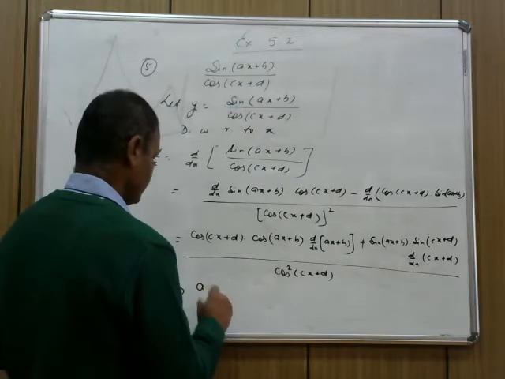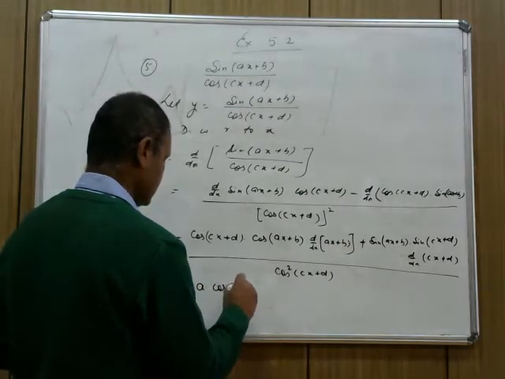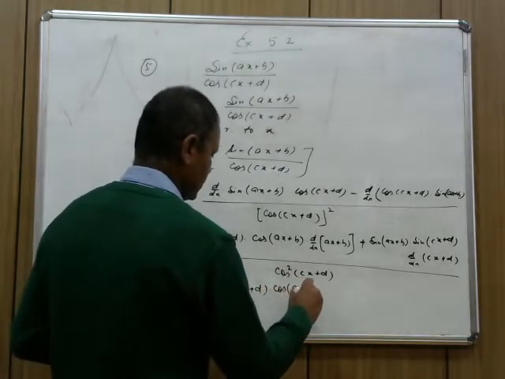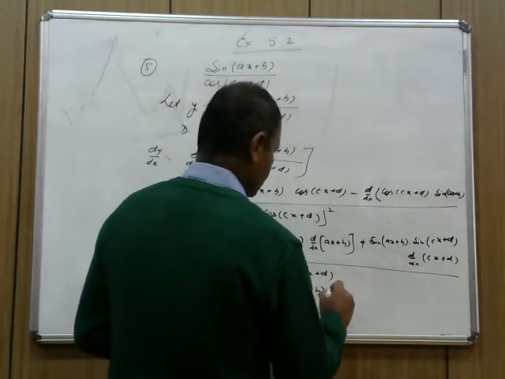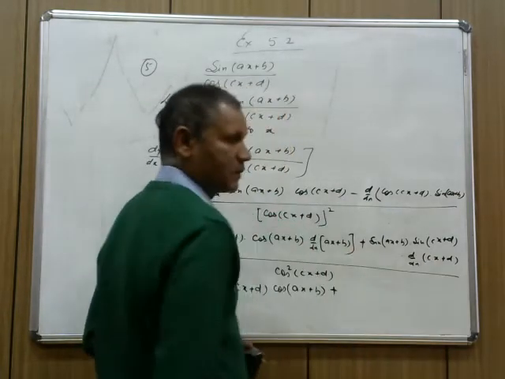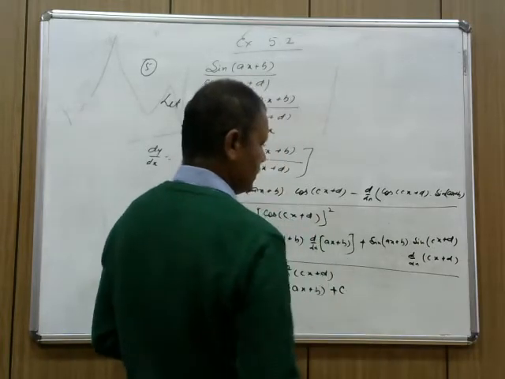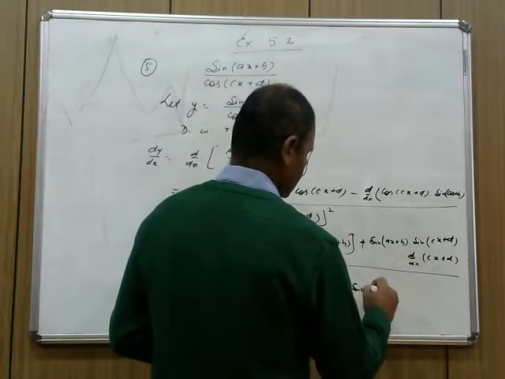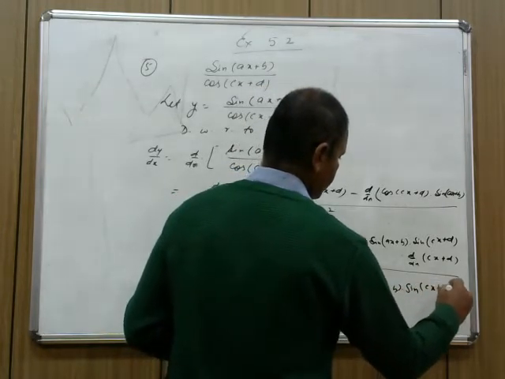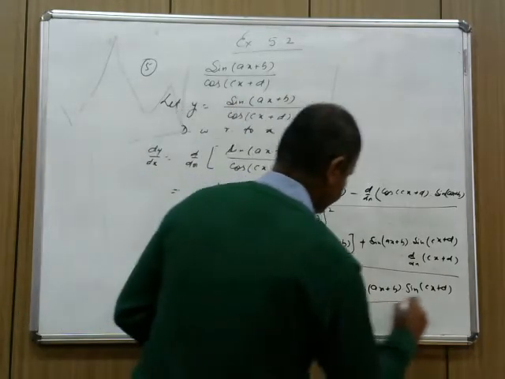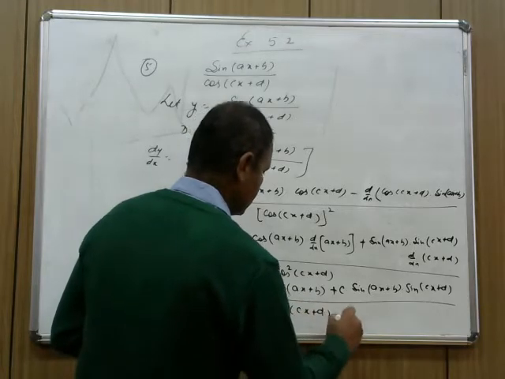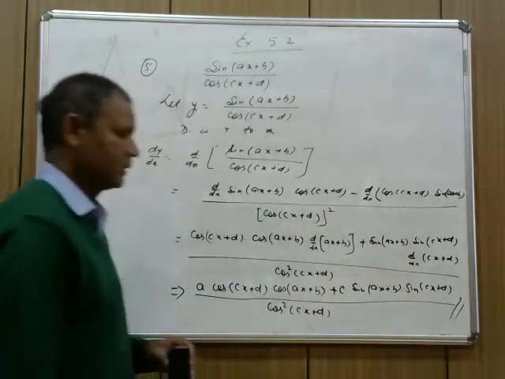And now what will I write here? a into cos(cx + d) into cos(ax + b), minus, and it becomes plus, differentiation of cx + d will have simply c into sin(ax + b) into sin(cx + d), and whole divided by cos square (cx + d), and that will be the differentiation.